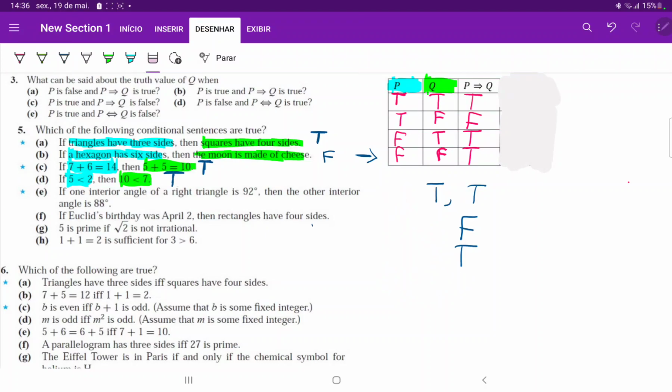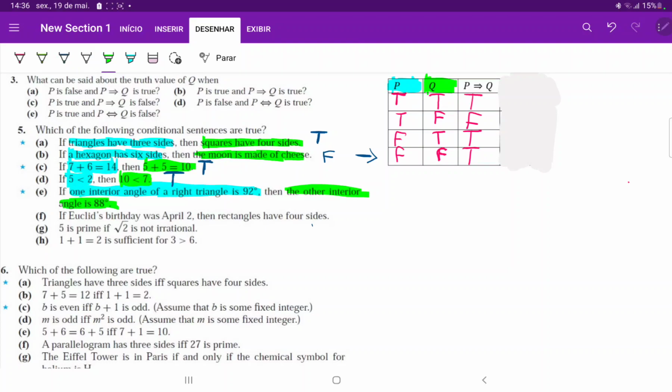Now let's look at item E. So once more, we have if P, then Q. So if one interior angle of a right triangle is 92, then Q. If P, then Q. So let's look at whether this is true or false.